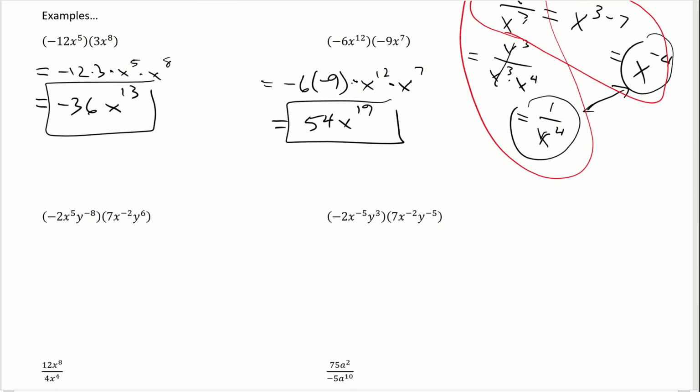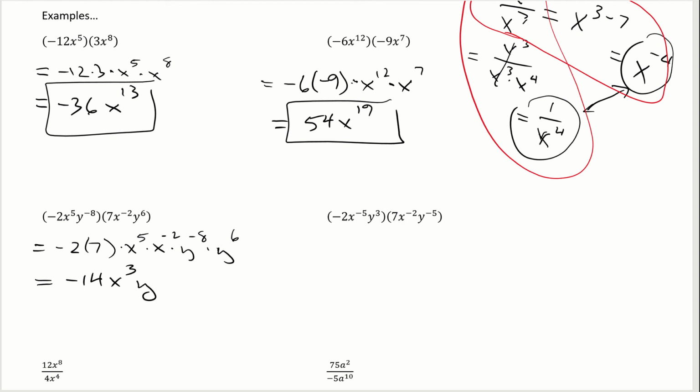All right, so that's what you're going to do in the next section on multiplication, but you're going to do it a few times and combine like terms. All right, this one. I'm getting minus 2 times 7, watch what I do, times x to the 5. I'm going to put the x's together, and then I'm going to put the y's together. So I'm going to multiply the coefficients, minus 14. I'm going to add the powers, 5 minus 2 is 3 for the y, minus 8 plus 6 is minus 2. And folks, that's a good math answer right there.